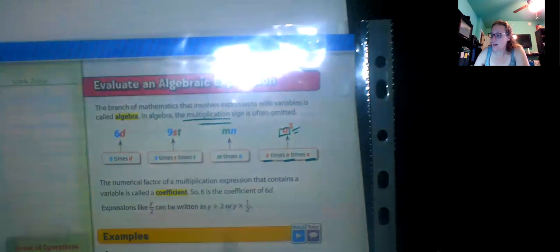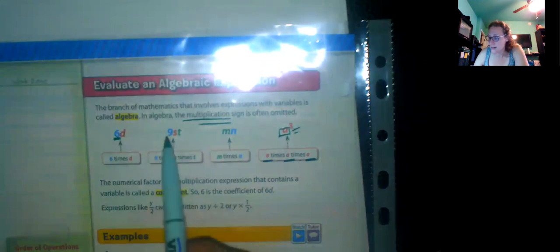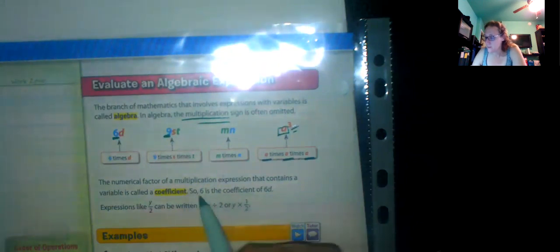And anytime you have a number in front of a variable, like in this case, the 6 or the 9, these numbers are called coefficients. Okay, so that word, they have a special name. So anytime you have a number with a variable, that number is called the coefficient.